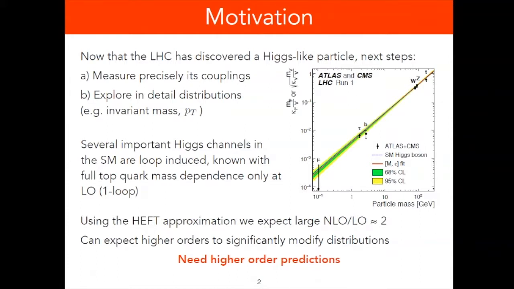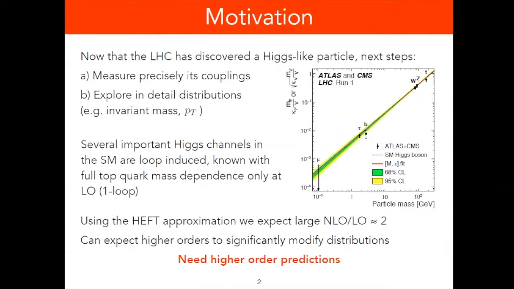So there are several important Higgs channels in the standard model that are loop-induced, and they're known only at leading order if we include the full top quark mass dependence. Now, why is this important? Well, if we use the Higgs effective field theory, where the mass of the top is taken to infinity, and it's essentially integrated out, it's an approximation.